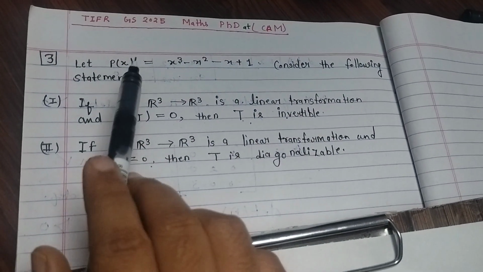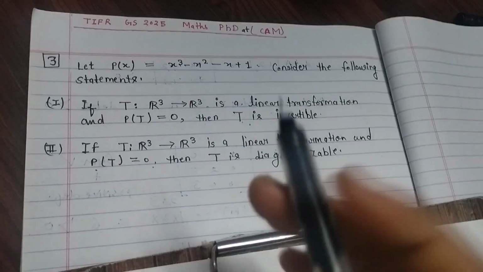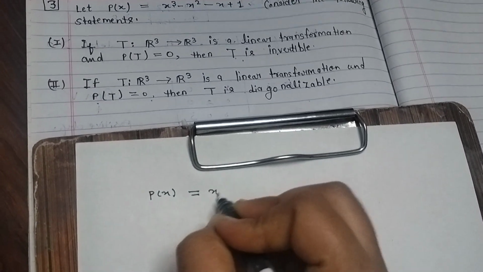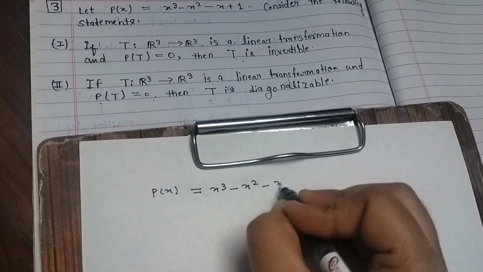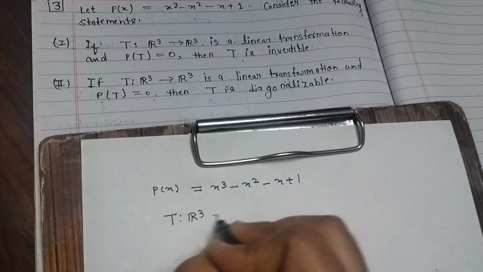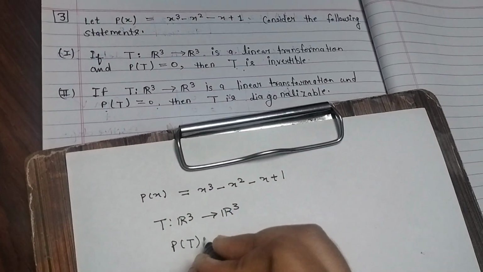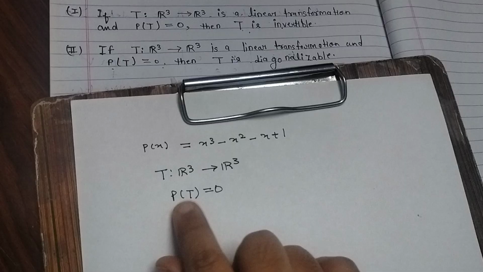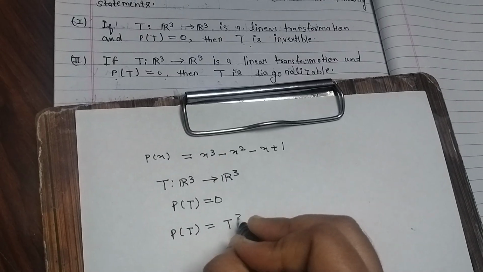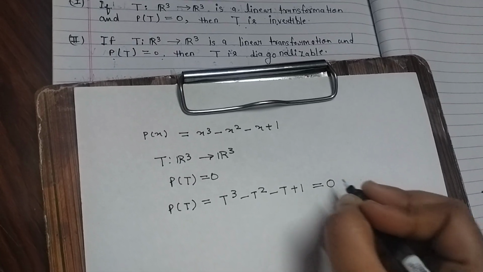It means that T annihilates the polynomial. Let me write it. We are given p(x) = x^3 - x^2 - x + 1, and T is from R^3 to R^3, which means T is a 3 by 3 matrix. And p(T) = 0, meaning T annihilates the polynomial p. So p(T) = T^3 - T^2 - T + I = 0.